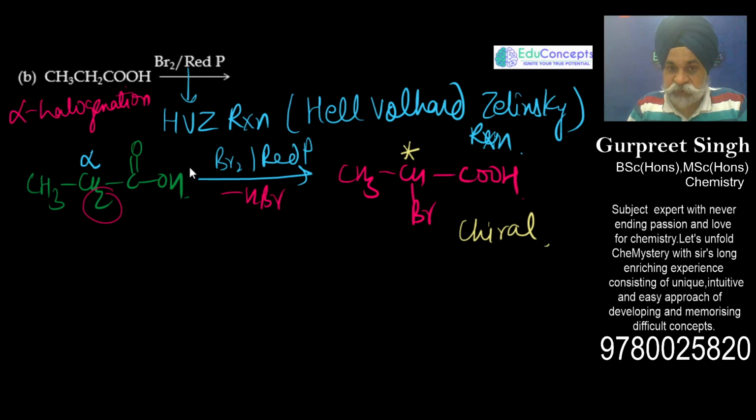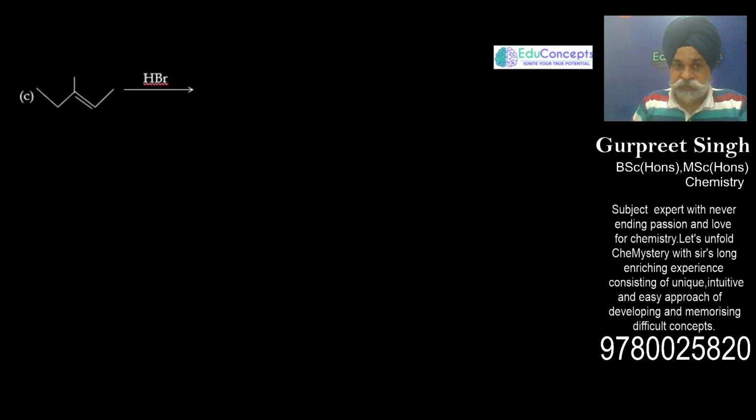So here you have to remember one thing: for the HVZ reaction you must have alpha hydrogen available on the carboxylic acid, then only alpha halogenation would occur. The next part is the alkene being treated with HBr. So what type of alkene do you have? This sort of alkene is there with you, and you have to treat it with HBr. So it is an electrophilic addition reaction.